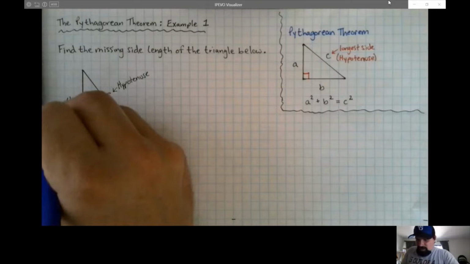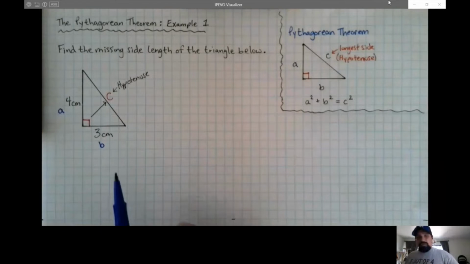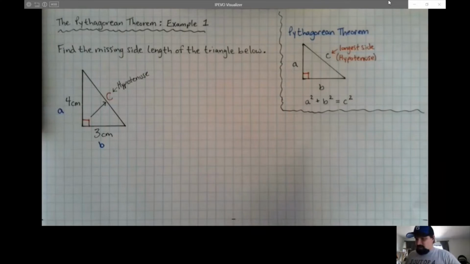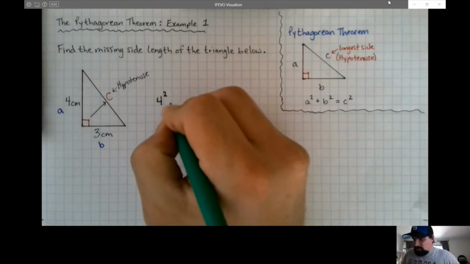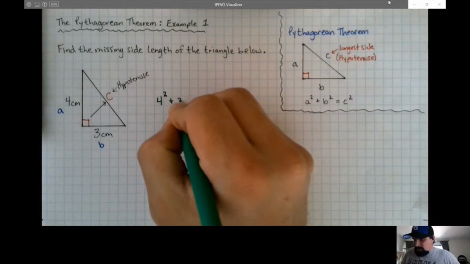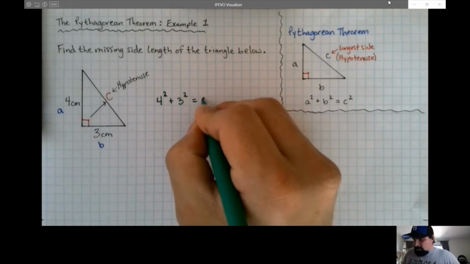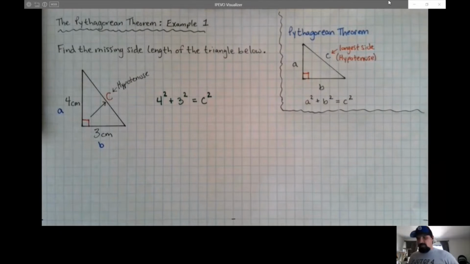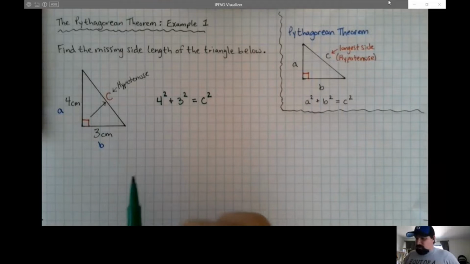So when we're setting this up to find the length of C, we'll just copy this here. This side will be A, this will be B. So we'll put our numbers in place of A and B in our formula. That will give us 4 squared plus 3 squared equals C squared.